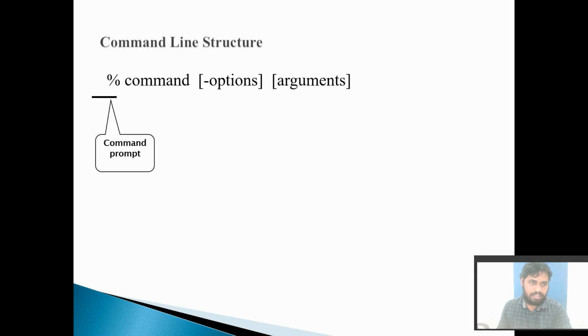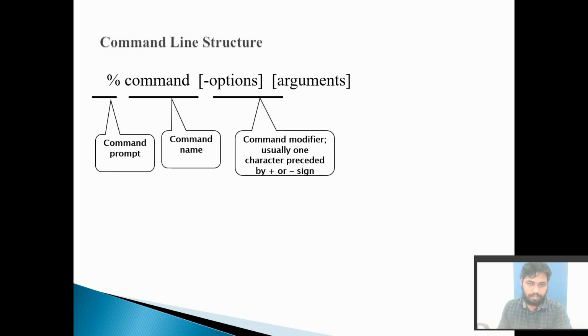The next one is the command name. If you create a file, there is a command to create the file; the command name is vi. If you remove a file, there is a command to remove the file; the command name is rm. The next one is options. Options are the command modifiers, usually a character preceded by a plus symbol or a minus symbol. So options are the modifiers.